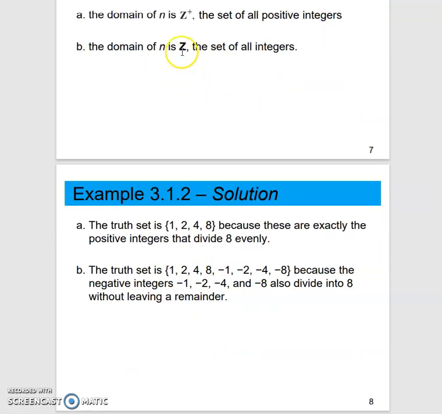What if I've got the set of all just integers? Well, negatives will work as well in this case, so we still have the 1, 2, 4, and 8, but I do also now have negative 1, negative 2, negative 4, and negative 8.